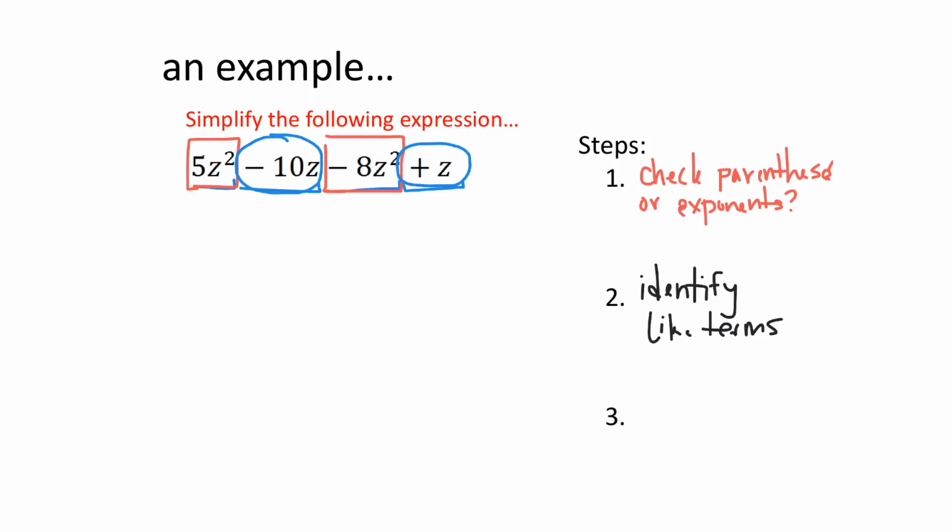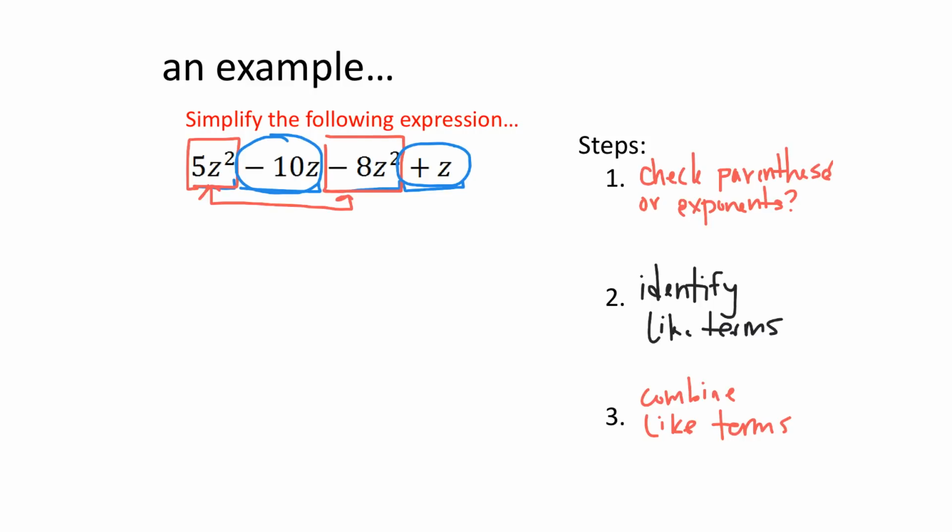And so my second step was just basically identifying those so that it's a little bit easier to manipulate. And so my last step would be to combine like terms. So I basically take the ones that are the same. I have 5z and negative 8z squared. Now when we're combining like terms, variables don't change.